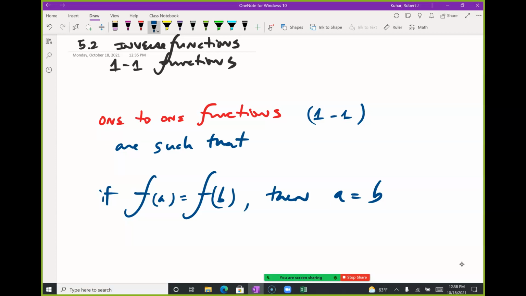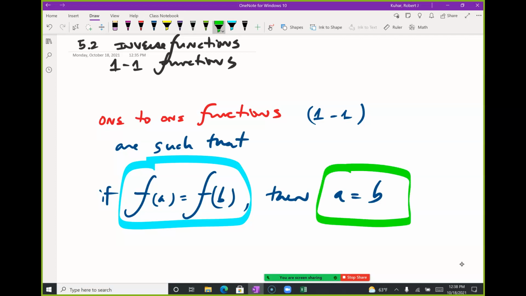So what kind of y values do I have in this light blue here? I got two y values, right? But what are they to each other? The same. So if I have equal y values, then I better have the same x, the same equal x's.